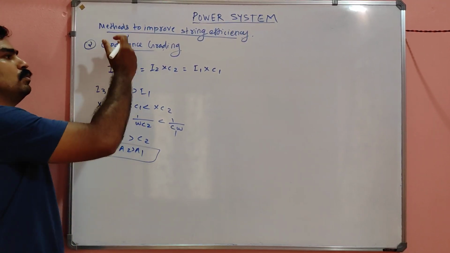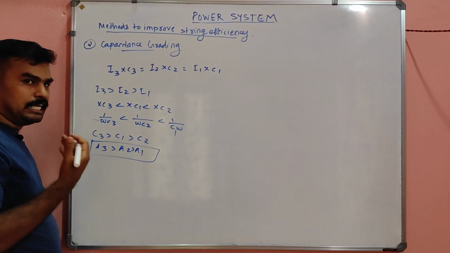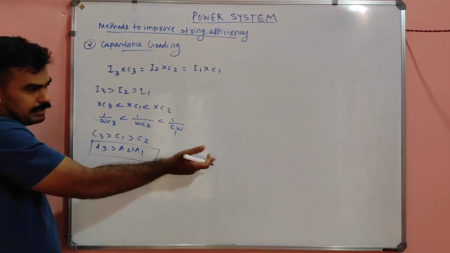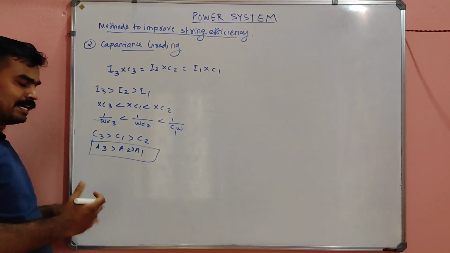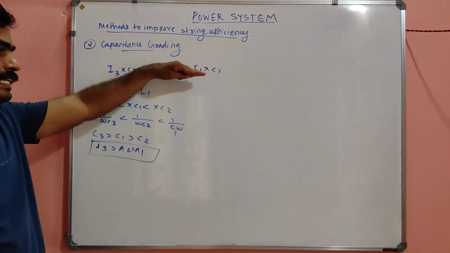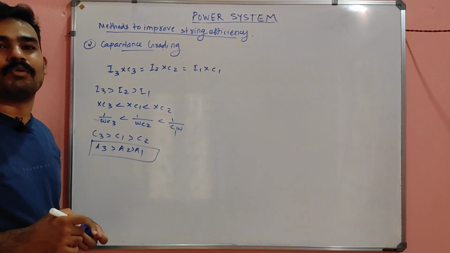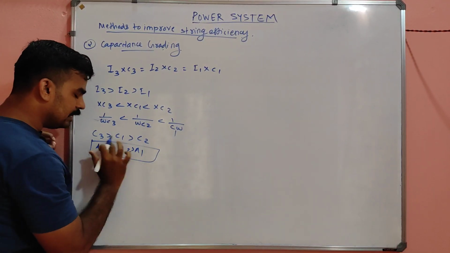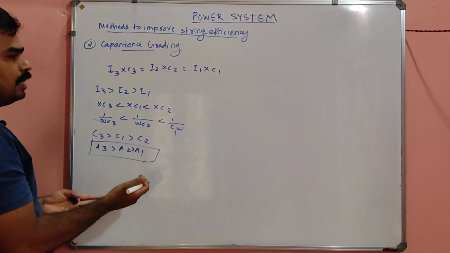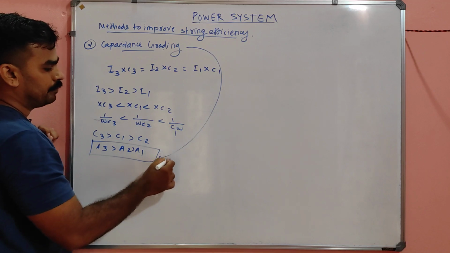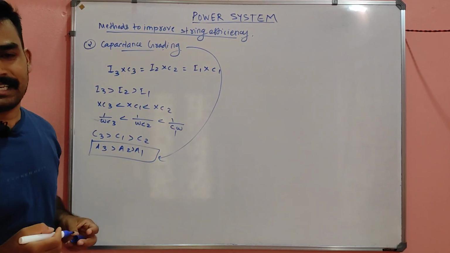So for making the voltage distribution equal, what is the only thing you have to do? The capacitance near the conductor, having maximum area, and the least area should be the capacitor or the string near the cross arm. This arrangement, or this gradation of the capacitor, is called capacitance grading.